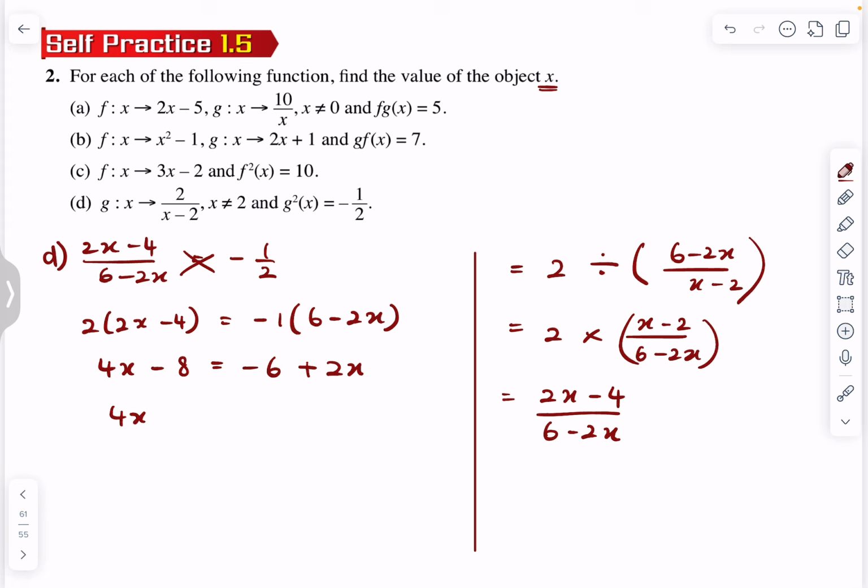Then we bring all the x's to one side, numbers to the other side. This will give us 2x equals 2. Therefore, x is 1. That's it. This is the answer for the objects. So objects means we are finding the value of x.